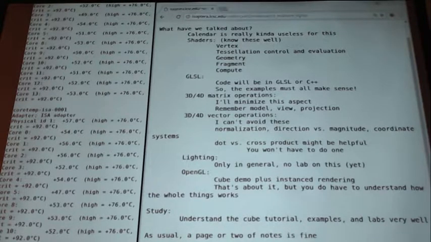We are now going to focus on all of these 10 areas. Yeah, so it's a focus like a floodlight. Okay, so that's the plan. And as usual, a page or 2 of notes is fine.